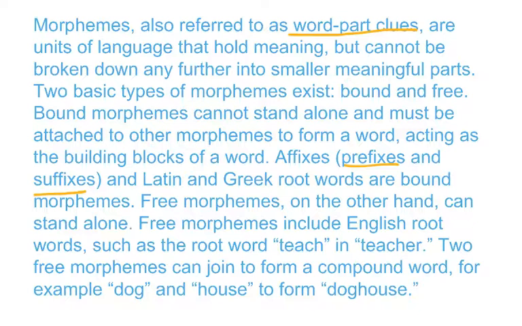Free morphemes, on the other hand, can stand alone. Free morphemes include English root words, such as the root word teach in teacher. So these are things that if you see them, you can't break them down any further. Teach we cannot break down into parts, but it stands alone as a word, and it doesn't come from Latin or Greek. Two free morphemes can join to form a compound word. For example, dog is a free morpheme, house is a free morpheme, and we can combine them to make a compound word, doghouse. Here we have an example of a word that I might come across and be able to break up into morphemes in order to understand the meaning of the word.